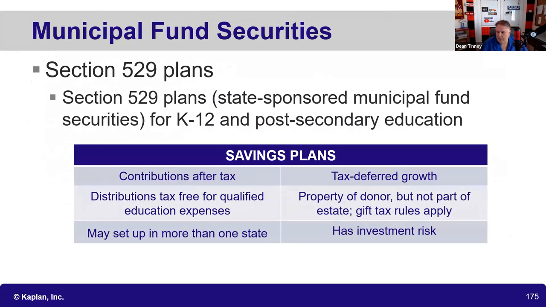You can set them up in more than one state. They offer you tax-deferred growth. They're the property of the donor, but not part of the donor's estate, which is kind of cool. We can use this to take money out of the donor's estate. The gift tax rules apply, so you can front-load these for 5 years without running afoul of the gift tax. Typically it's put in a pooled account, which is just a mutual fund, and that's why you have the investment risk.